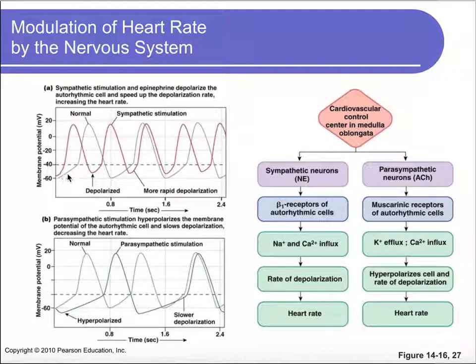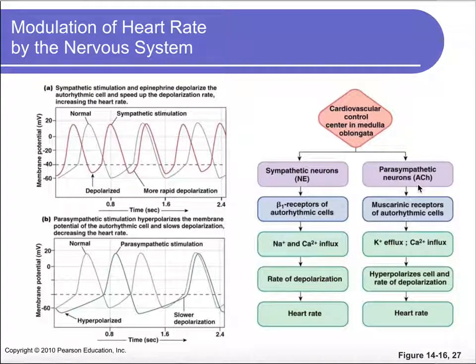When we release norepinephrine onto the SA node, it basically causes us to reach threshold quicker. So here's in gray our normal SA node. This is what it would normally beat like without any influence. And when the sympathetic releases norepinephrine onto it, we reach threshold quicker. So notice the action potential itself doesn't change size, but we can depolarize quicker to threshold, and that's how we increase heart rate.